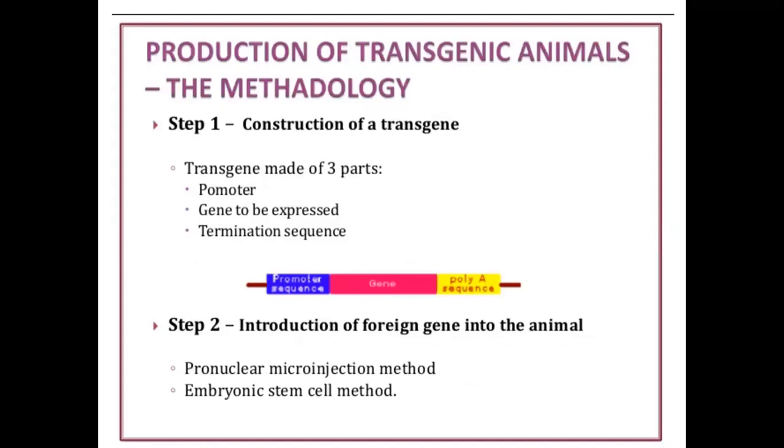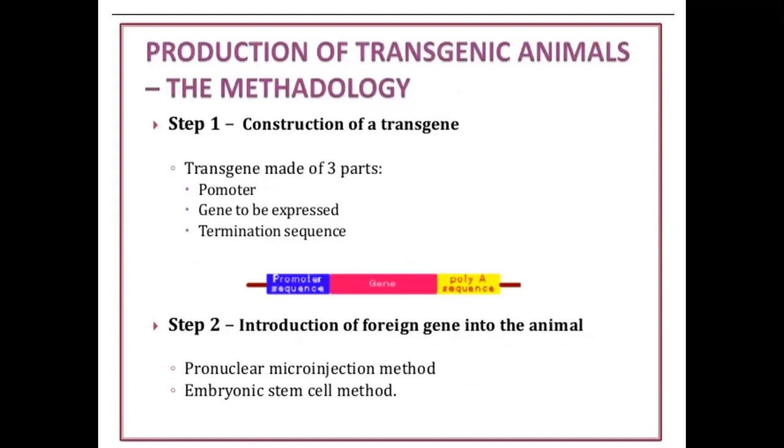So what is the production of the transgenic animal? How can we do this? Coming to the methodology, the first step is the construction of the transgene. The transgene is made up of three parts: the promoter, the gene to be expressed, and the termination sequence.